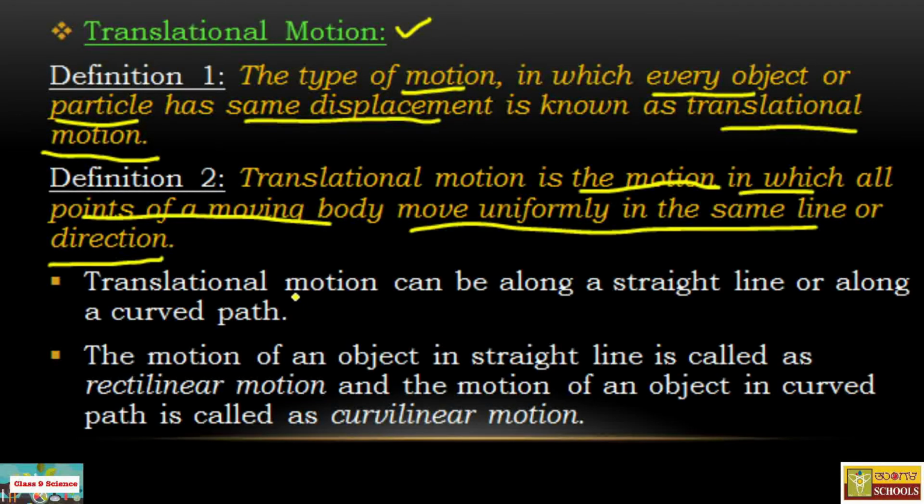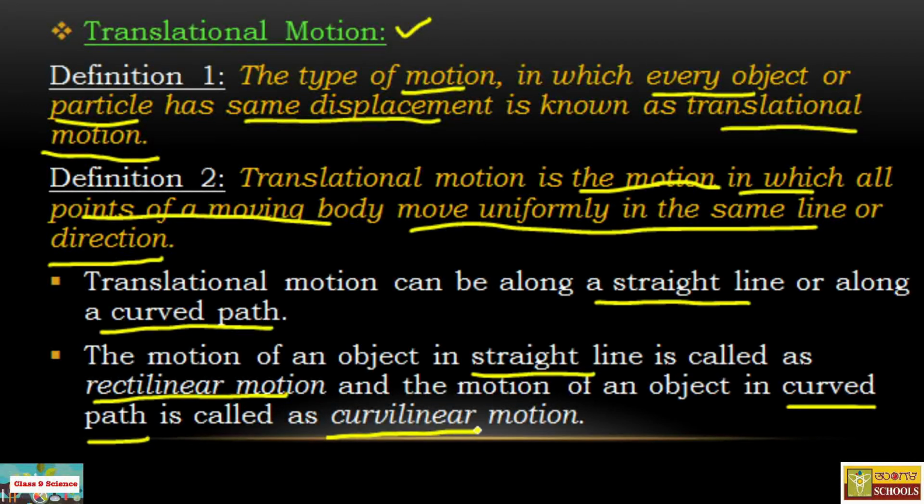The translational motion can be along a straight line. This type of motion can be in a straight line or along a curved path. The motion of an object which is in a straight line is called rectilinear motion, and the motion of an object in a curved path is known as curvilinear motion.